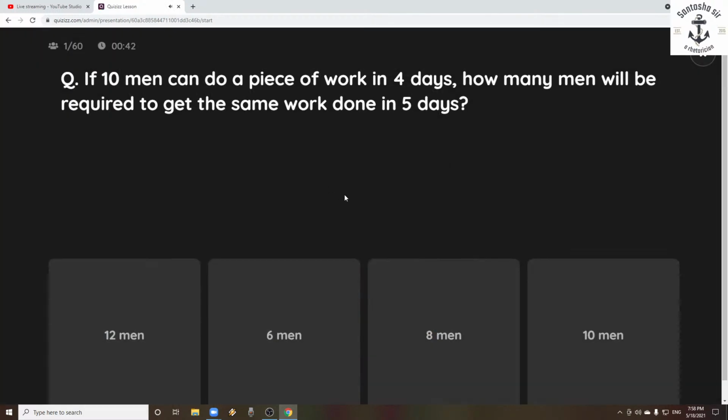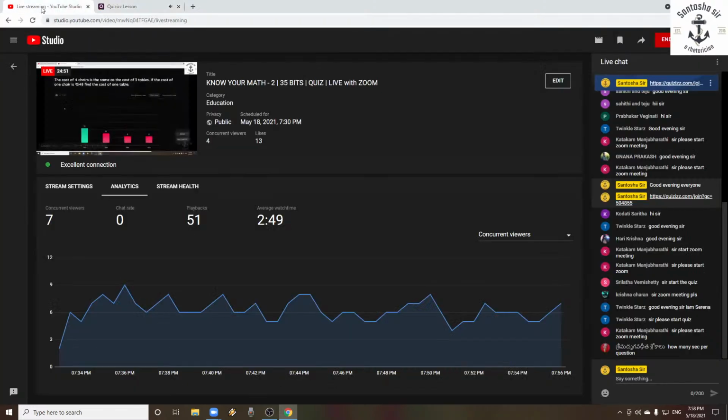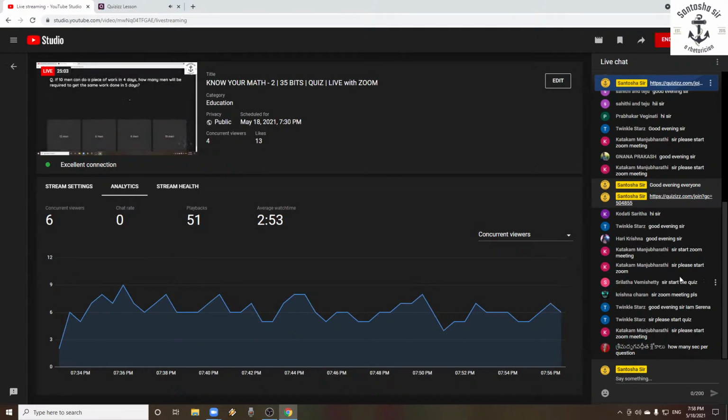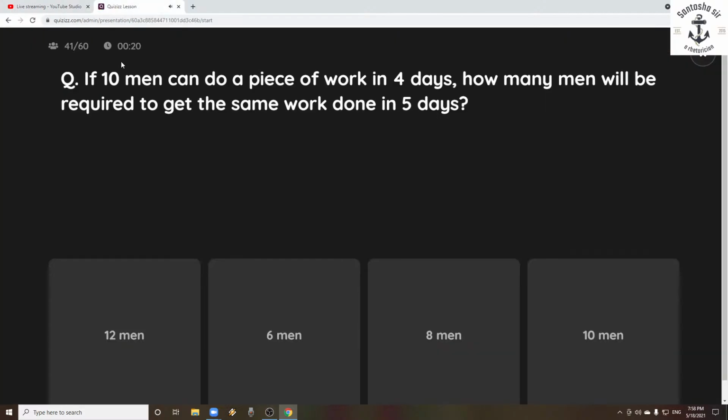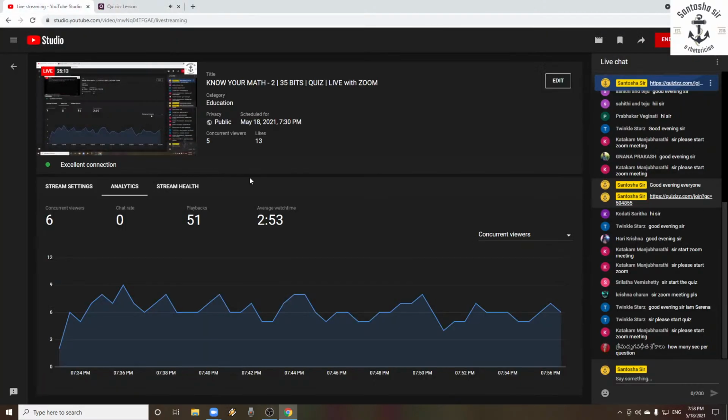If 10 men can do a piece of work in 4 days, how many men will be required to get the same work done in 5 days? For every question there is a different time, so the time is given based upon how much time is required for you to solve the problem.